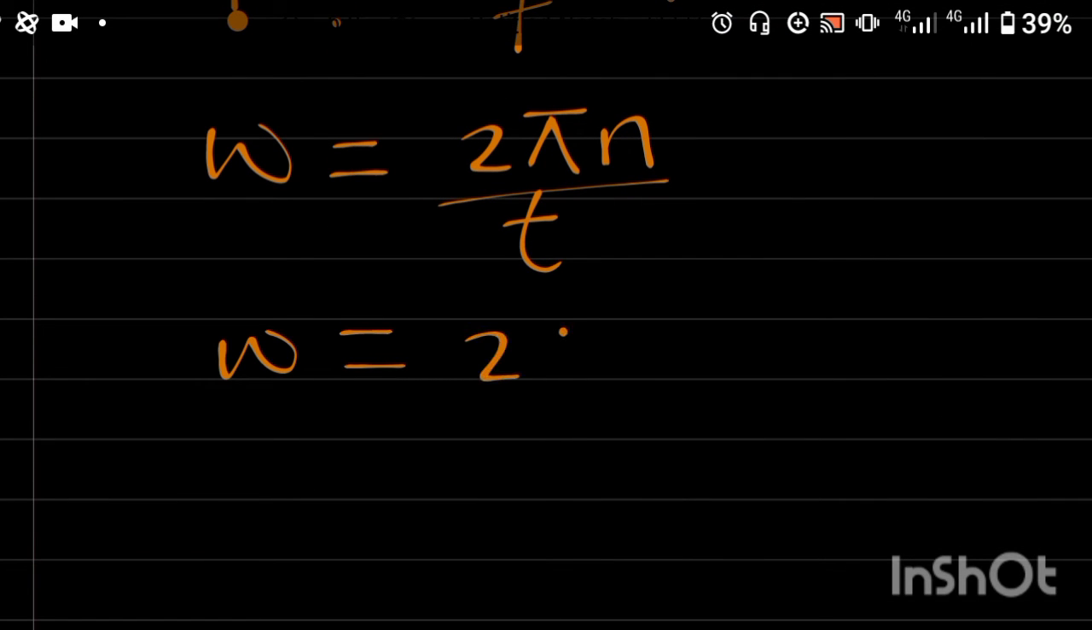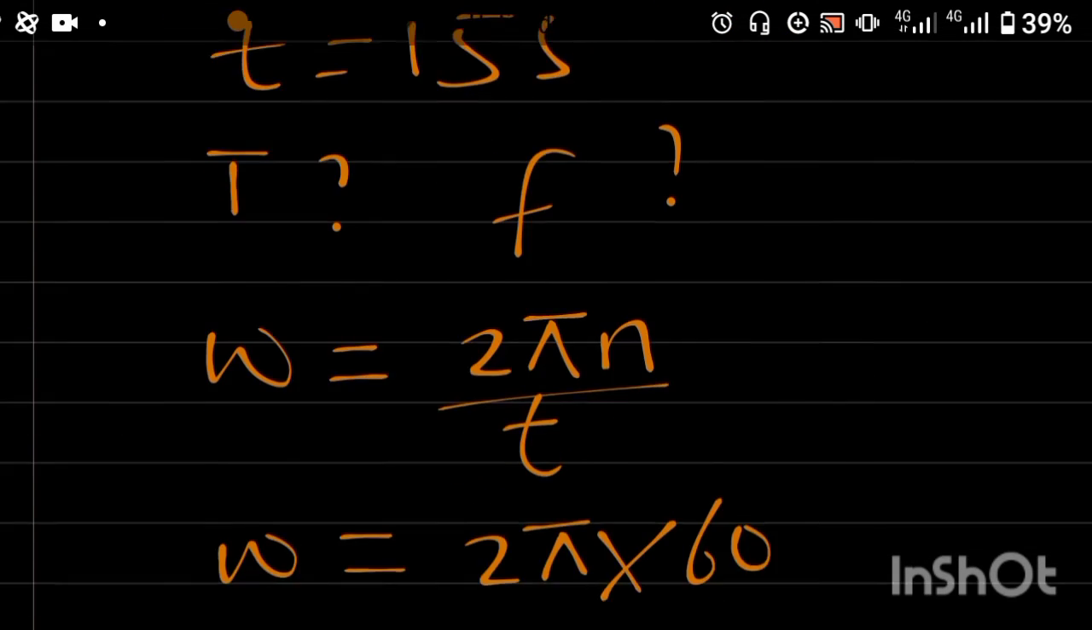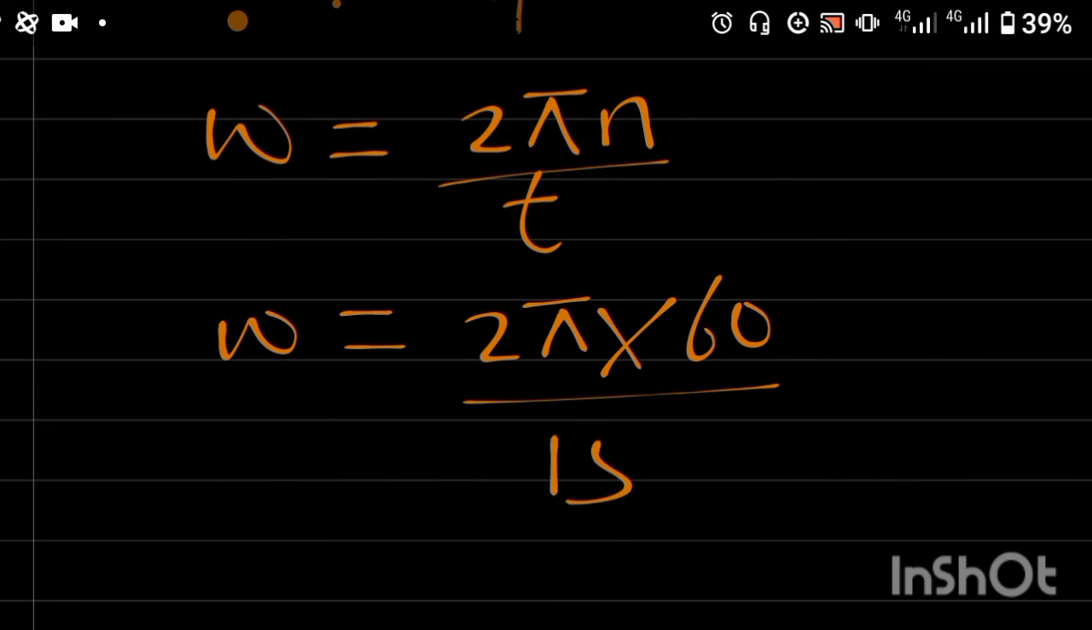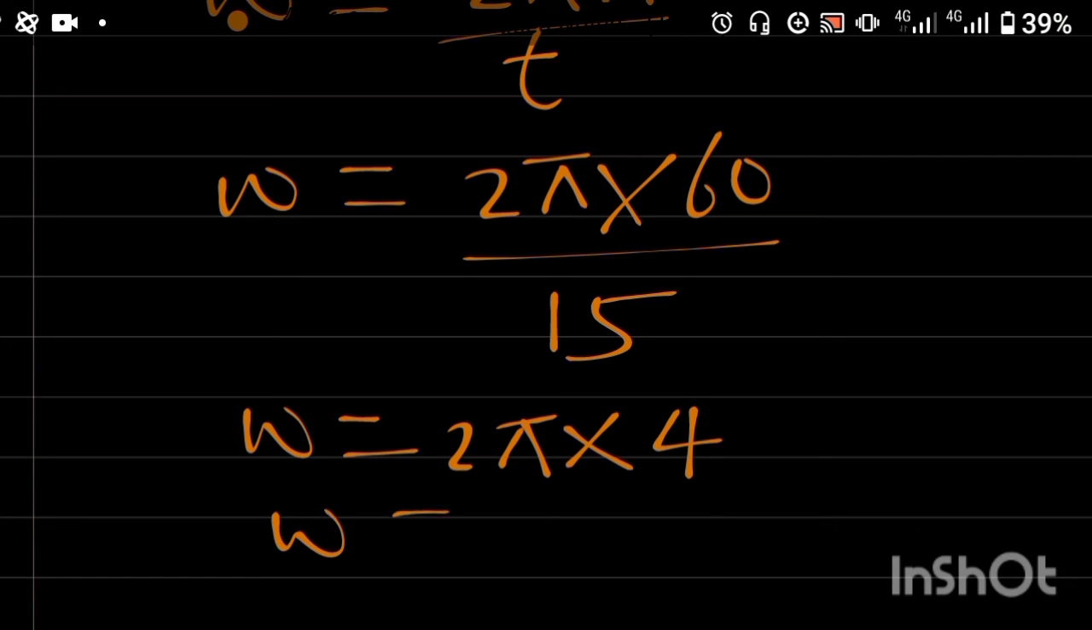So from this, let's calculate our angular velocity, which is equal to 2 pi times 60 revolutions divided by 15. So from this, I have omega is equal to 2 pi times 15 goes in 60 is 4. Therefore, omega is equal to 8 pi radian per second.